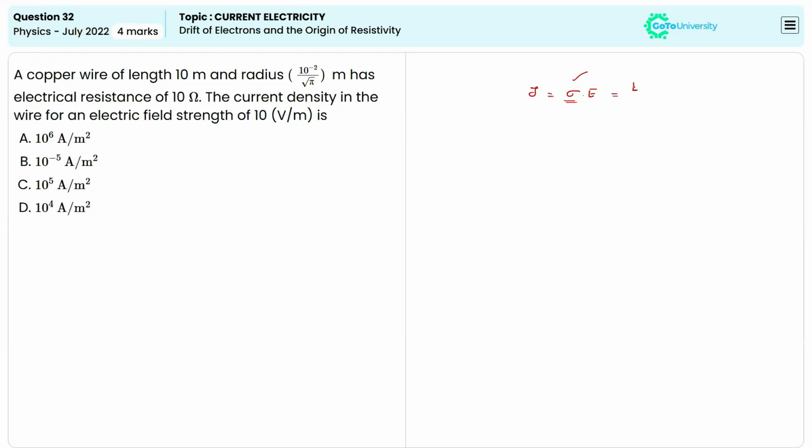So we can write E divided by rho, right? Here again the rho can be written as RA divided by L, right? So the value of current density will be equal to EL divided by RA, right? Now I just wrote the equation. Now you people can solve it very easily. Solve it and let me know the answer.